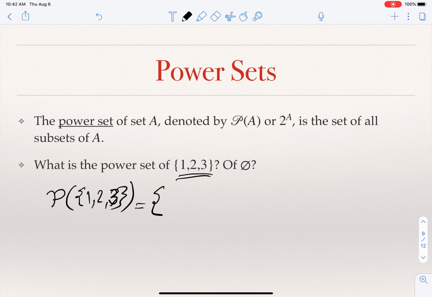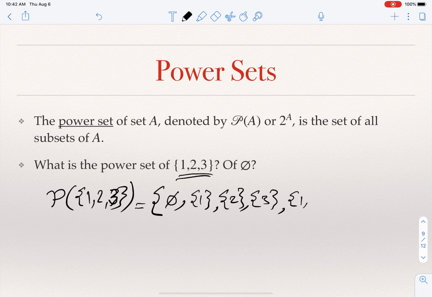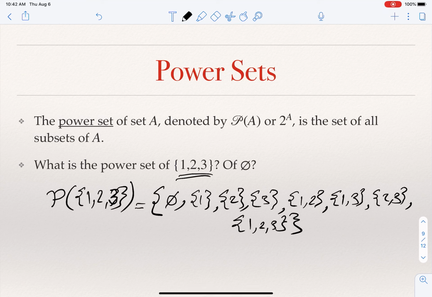So the subsets of {1, 2, 3} are the empty set, {1}, {2}, {3}, {1, 2}, {1, 3}, {2, 3}, and {1, 2, 3}. These are all the subsets of the set that contains 1, 2, 3. You can check and you will not find any other subsets of {1, 2, 3}.